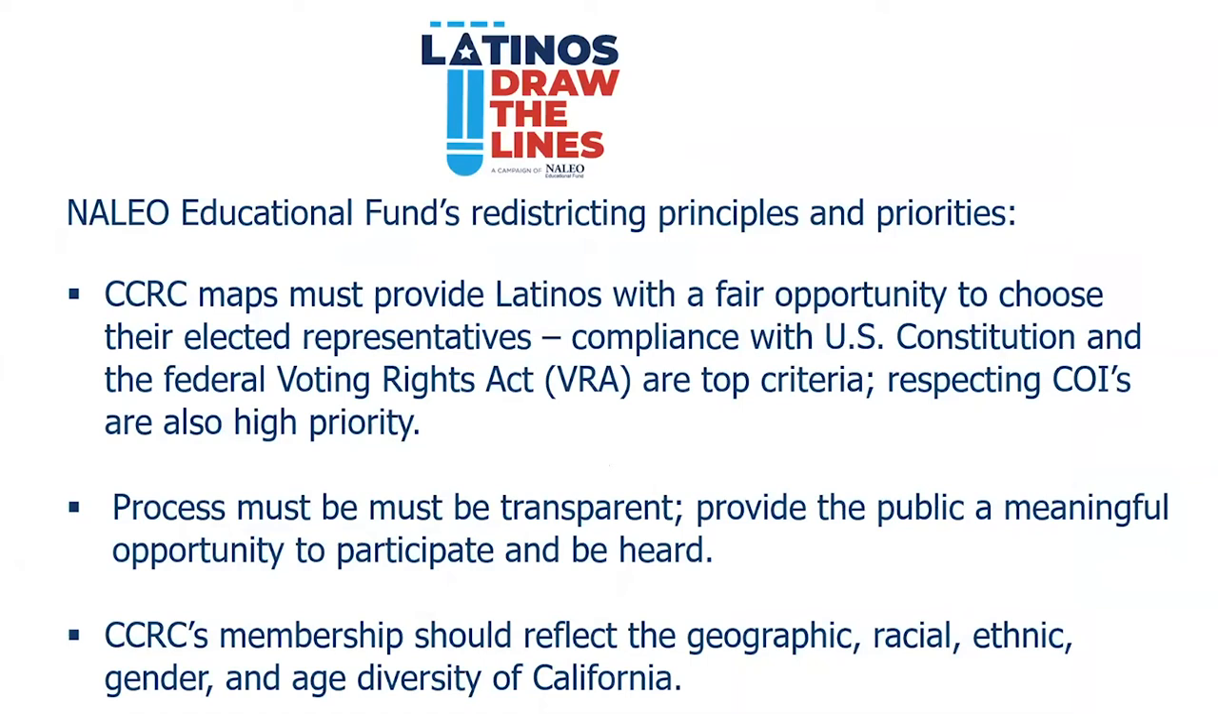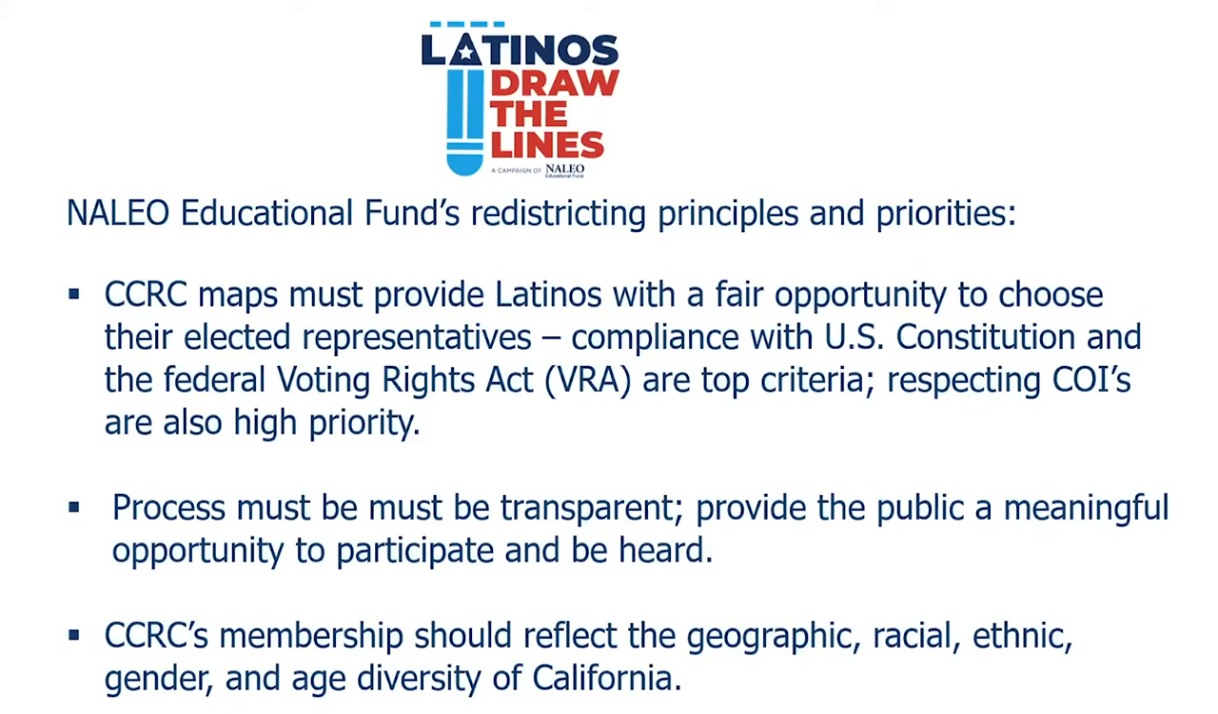So when we started to do work on redistricting, and we've been actively engaged for a couple of decades, but particularly in the last redistricting cycle in California, which is the first that we had the commission, we came up with our overriding principles and priorities to guide our work. First of all, we believe the commission must provide Latinos with a fair opportunity to choose their elected representatives, to choose who will speak on behalf of them in our democracy. And so compliance with the US Constitution, which is another way of saying equal population, and the Federal Voting Rights Act compliance must be the top criteria, which is very much echoed in what the criteria are for the commission.